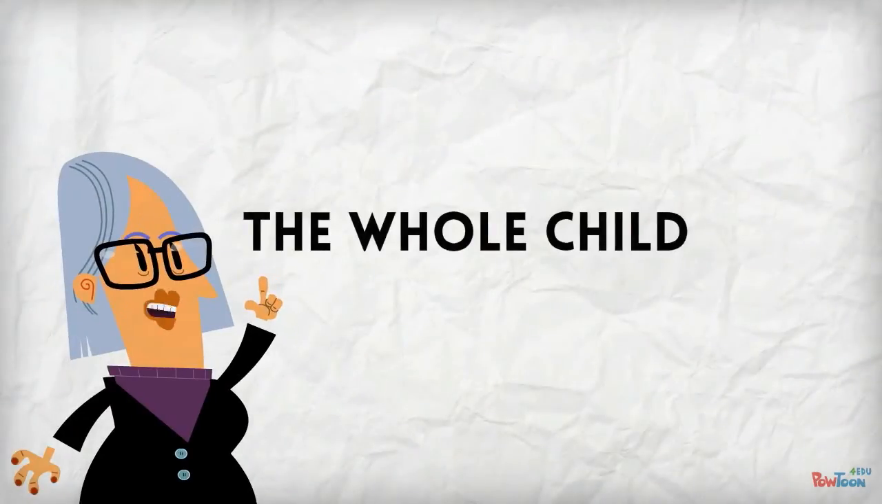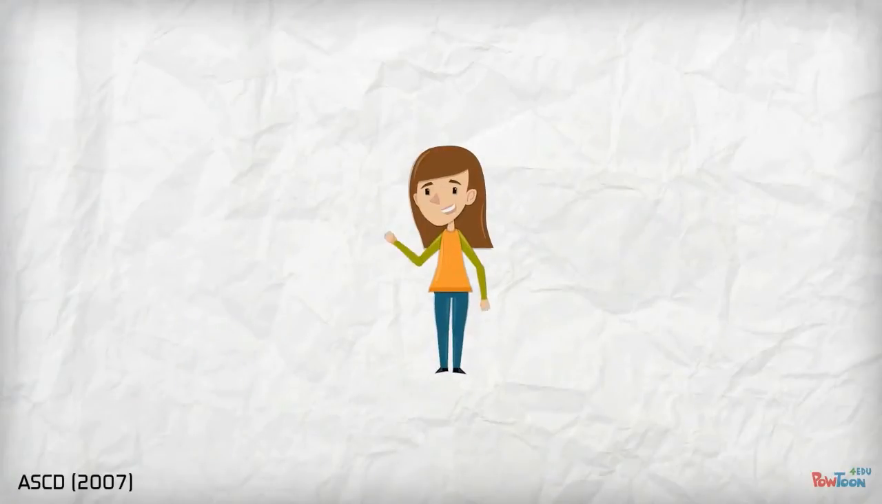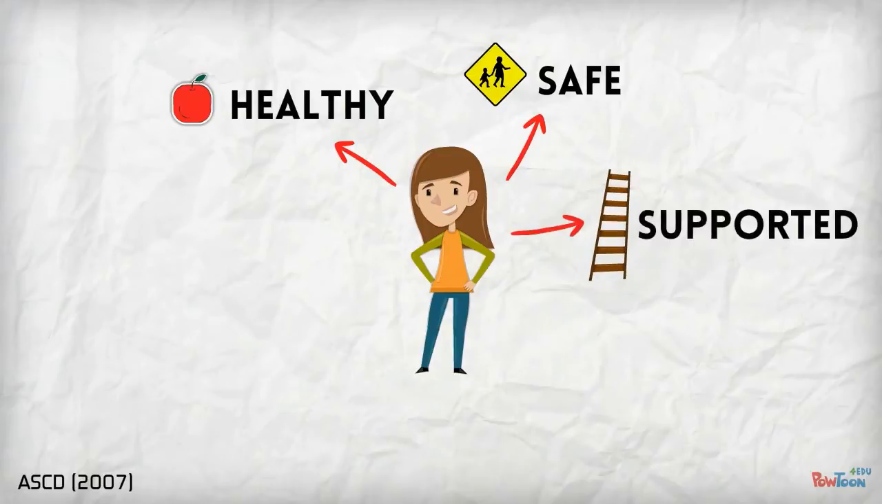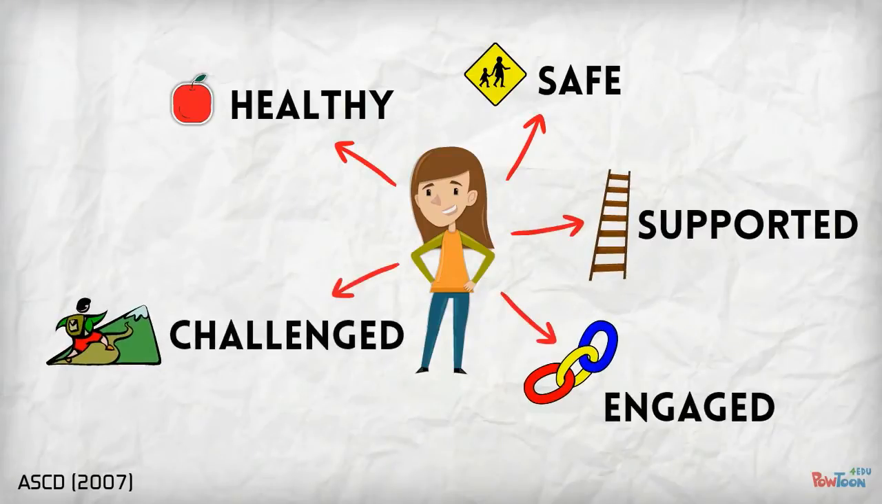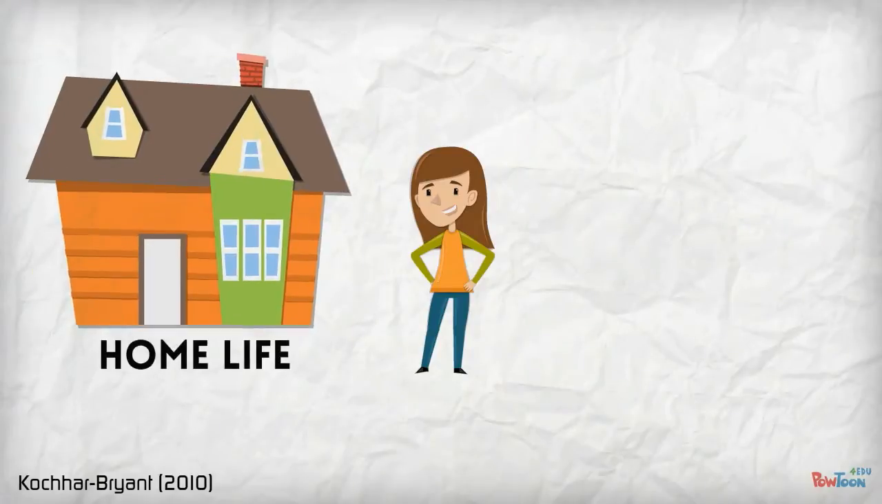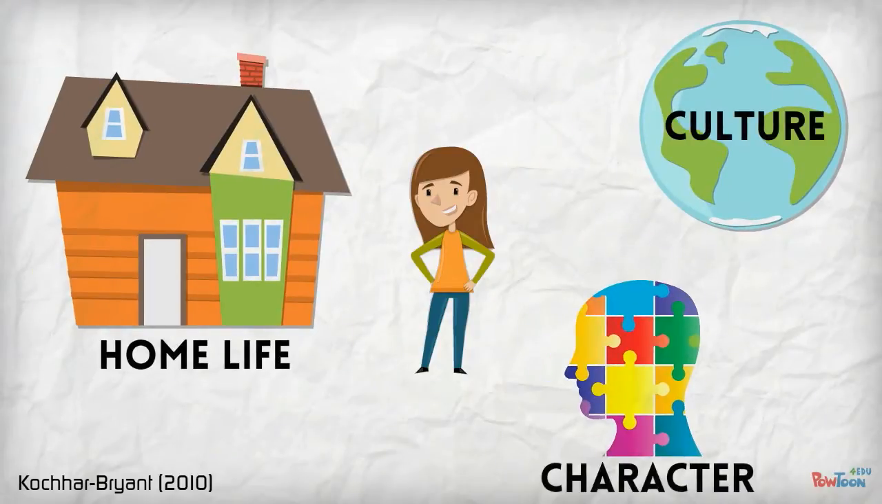Let me introduce you to the whole child. He or she will have many things in common with their peers, such as the need to be healthy, to have a safe and supportive, yet engaging and challenging school environment. However, each child will also be unique. They will have different home lives, backgrounds, personal characteristics and rates of development.